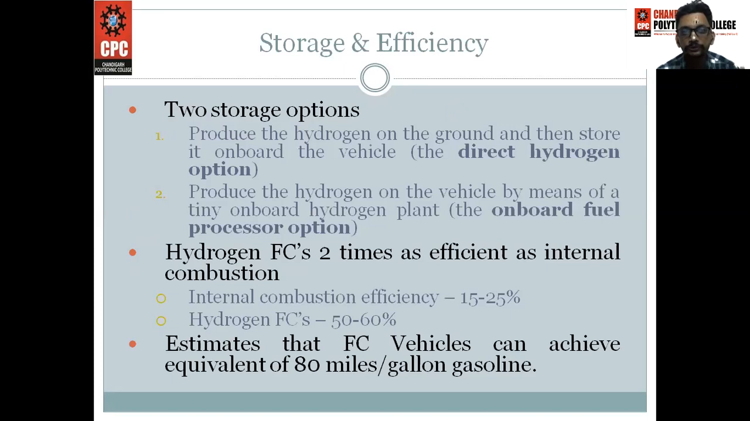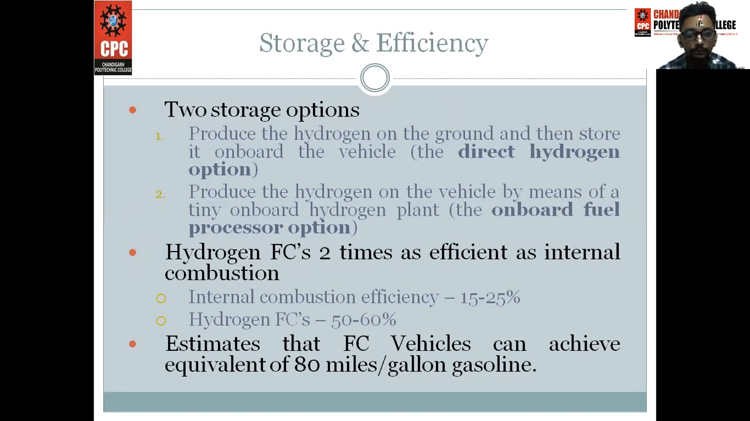First is to produce the hydrogen on the ground and then store it on board the vehicle, the direct hydrogen option. Second option is to produce the hydrogen on the vehicle by means of a tiny onboard hydrogen plant, the onboard fuel processor option. These are the two storage options.